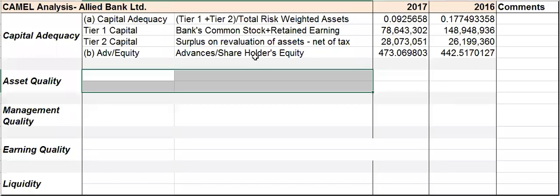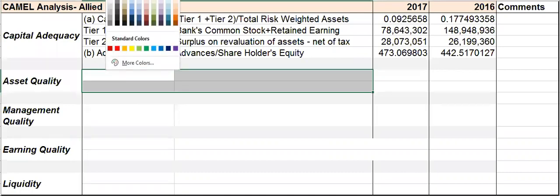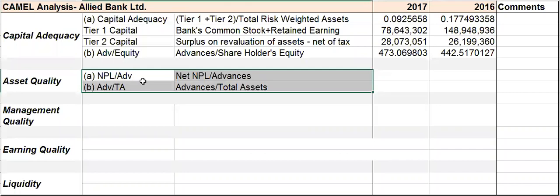In the previous session, we calculated the capital adequacy ratios, and in this session, we will calculate the remaining ratios. The second category is the asset quality ratios. We can assess the quality of assets in a bank with the help of these two ratios. The first ratio is NPL over advances, and the second ratio is advances to total assets. NPL stands for non-performing loan.